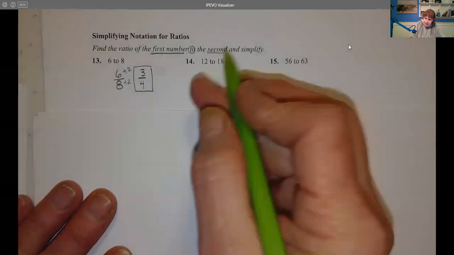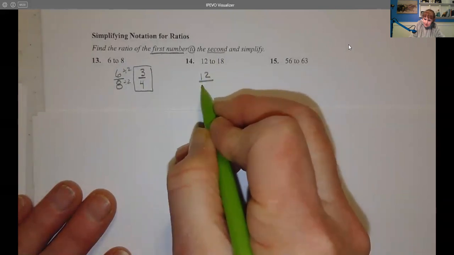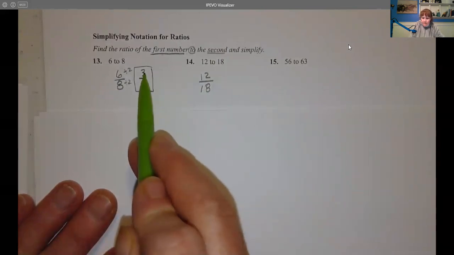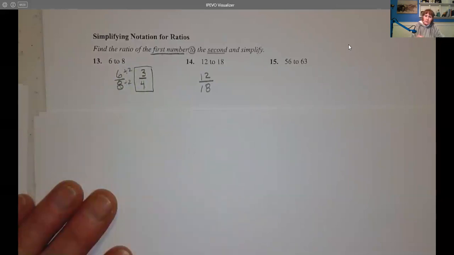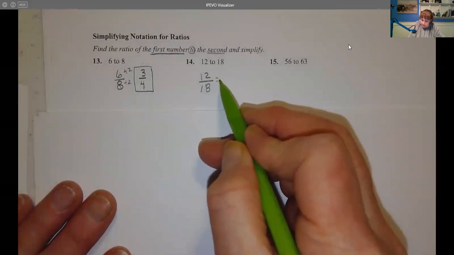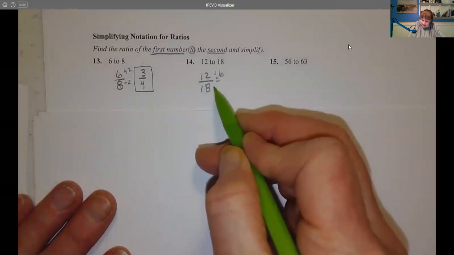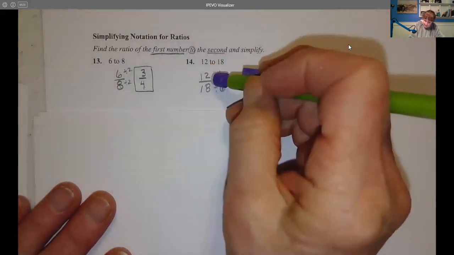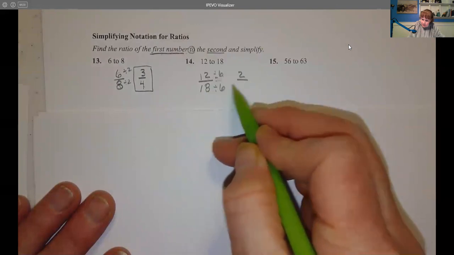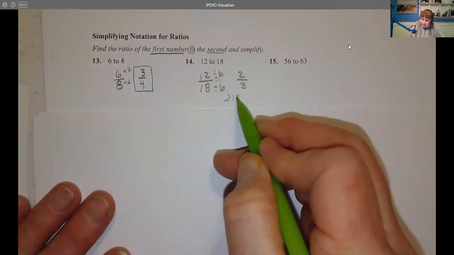Let's look at the next one, the first number to the second number. And then you reduce it because they want you to simplify the ratio. And eventually we're going to be going backwards, you know, go from the 3 to the 6 and the 4 to the 8. Those are some applications of the ratios. But here we can reduce it down. We can divide by 6. Let me get rid of that equal sign. So then we end up with 2 over 3 or 2 to 3.